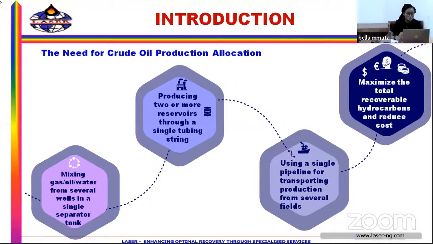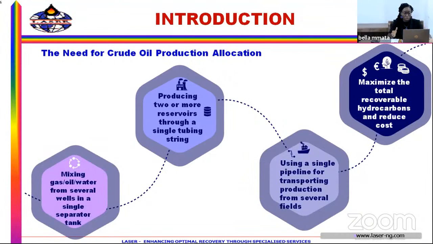Now, the need for production allocation. Production allocation allows a fluid to be back allocated, because a lot of times companies want to cut down on cost and optimize production. And so because of this, they will tend to mix several wells into a single separator, or they might want to produce more than 2 reservoirs through a single tubing string. Or in some instances, they might want to use a single pipeline to transport from several fields, maybe like the trunk line, the export lines, where several fields are flowing or several companies are using the same terminal or the same facility to flow their fluid.